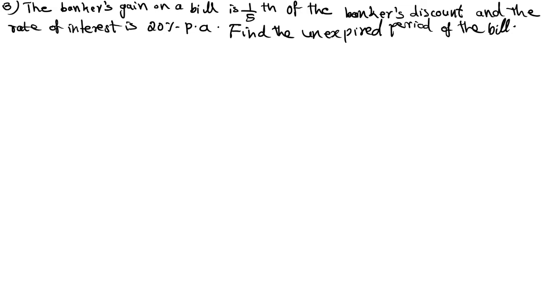What's the given data? Banker's gain BG value is equal to 1/5 of the banker's discount, that is BD. BG is equal to 1/5 of BD. Okay, and rate of interest R is equal to 20%. It's equal to 0.20 or 0.2. Okay, T is equal to question mark.